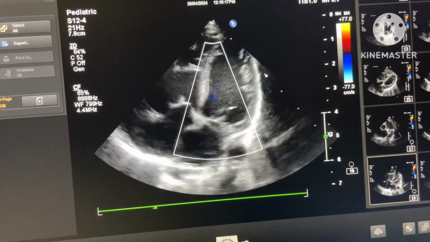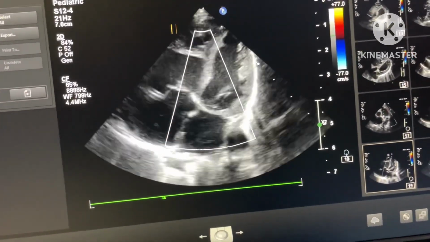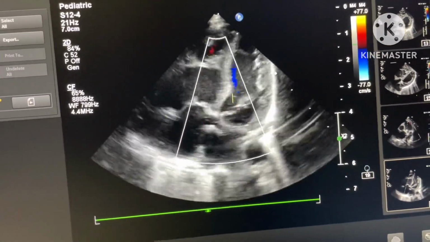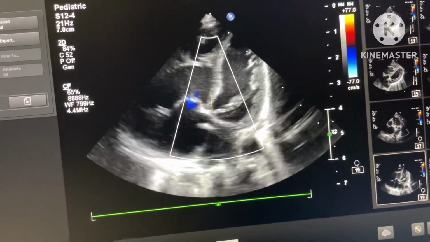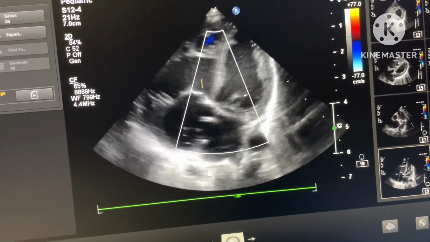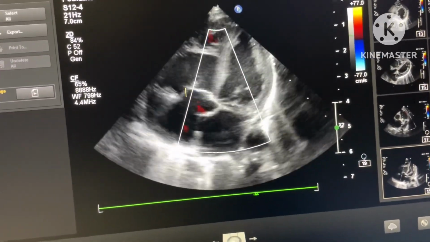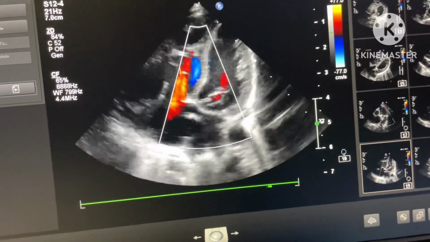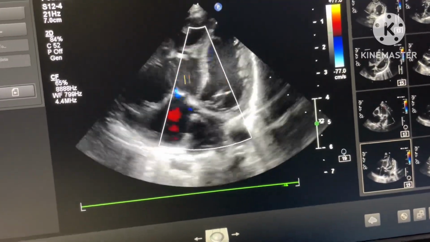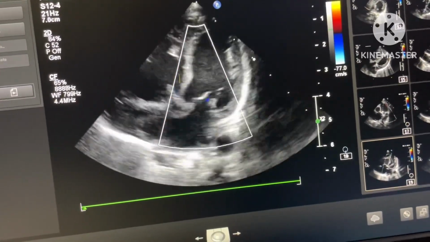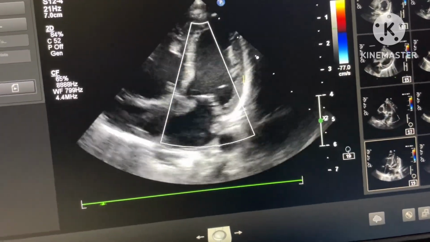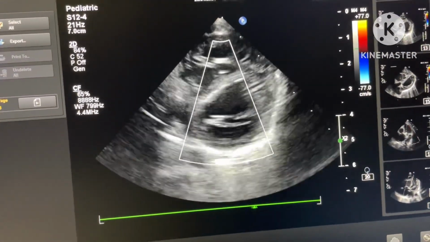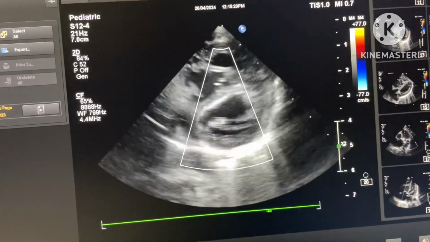You can see in this image the right atrium and right ventricle. This is the right atrium, and this is the right ventricle, severely dilated. There is global hypokinesia of the left ventricle and the right ventricle also. The right ventricle is more affected compared to the left ventricle in relation to global hypokinesia, so the right ventricle is more hypokinetic. Can you see the D-shaped left ventricle?